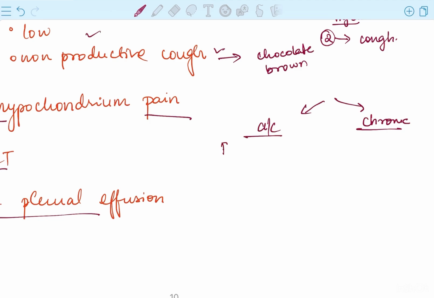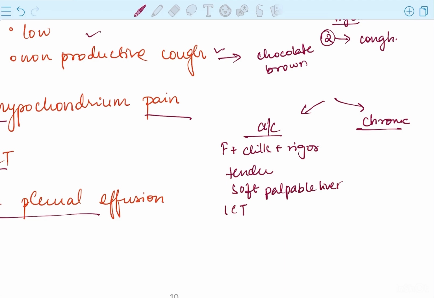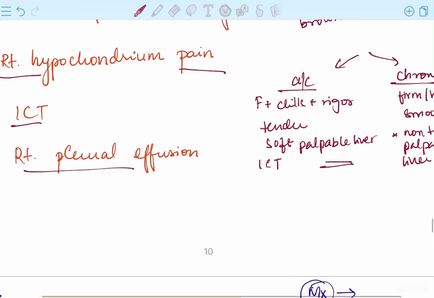Acute features present with fever plus chills and rigor. There is a tender, soft, palpable liver, and there is intercostal tenderness. Whereas in chronic, the patient presents with a firm or hard, smooth, non-tender, palpable liver. Since it's a chronic condition, there won't be any tenderness, and there is no acute feature. There is no fever since it's a chronic condition.